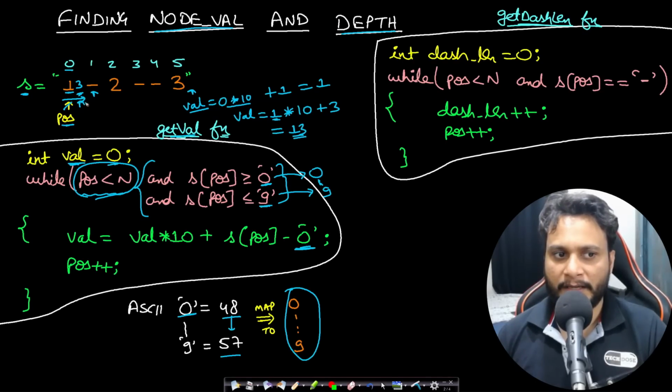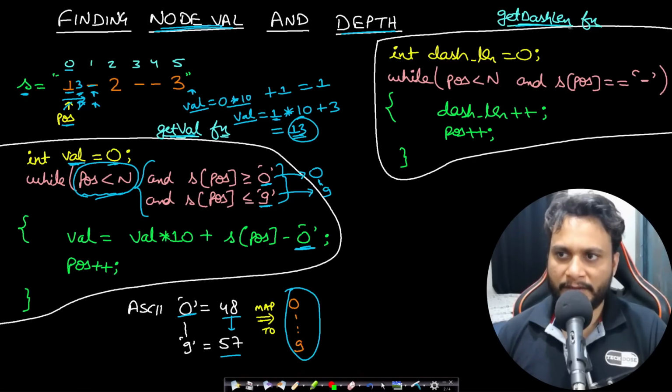And now you go to the next position. Now you are not seeing a digit, and that is how you will be stopping here, right? So this is how you get the number, and you can simply return the extracted value. So this is a utility function, get value.